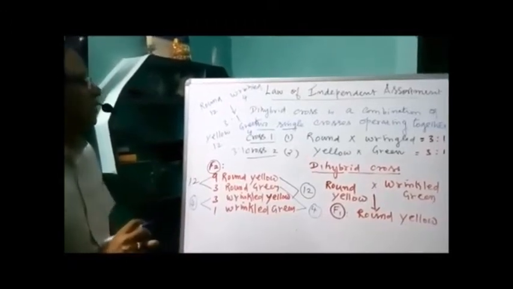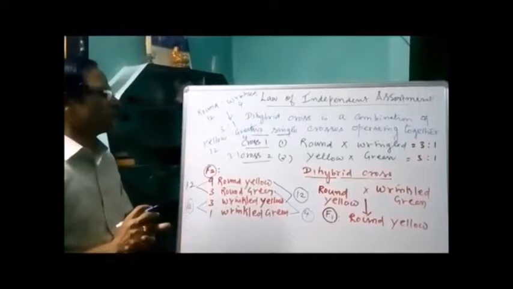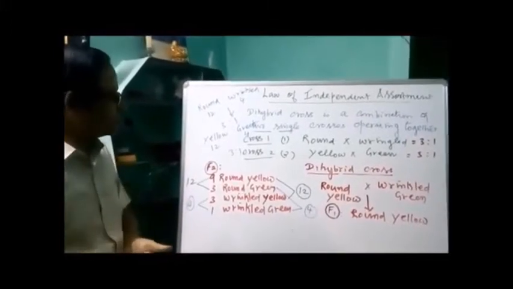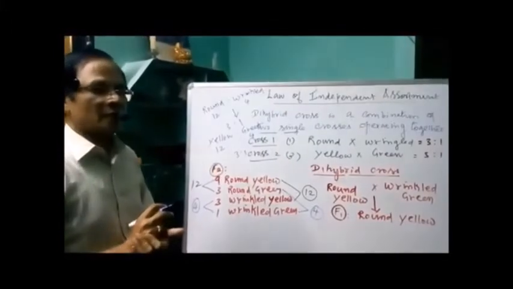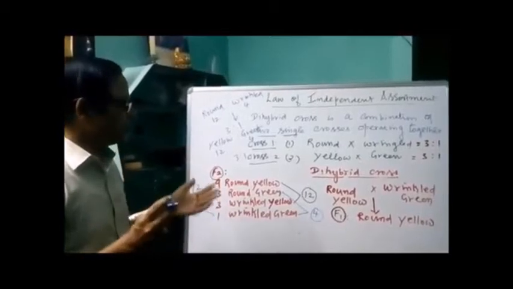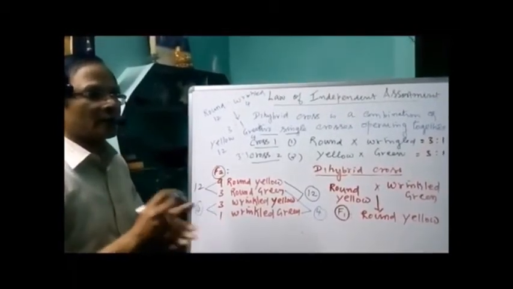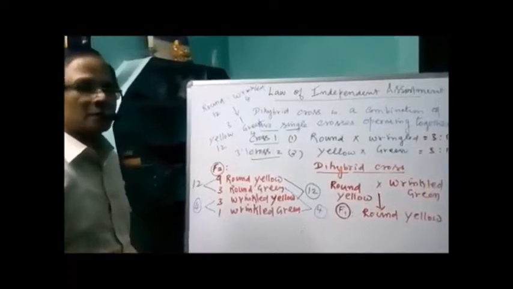So this is what you have to understand: the dihybrid is nothing but a combination of two single processes operating together. First Mendel did a monohybrid cross between round and wrinkled. The second one he did with yellow and green, that is another monohybrid cross, and then taking two characters together simultaneously for a dihybrid cross.